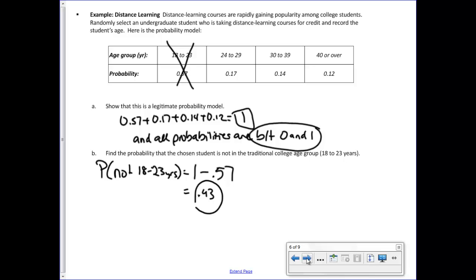Some of you are like, well, Ms. Ruth, can't I just look at that? If they're not in that age group, that means I add these three numbers together? Yeah, exactly. That works too. There's two different ways to do it. Sweet? You guys try the last two on that page. And then I'll put the answers up here. You can check, and I'll put your assignment up in a second.